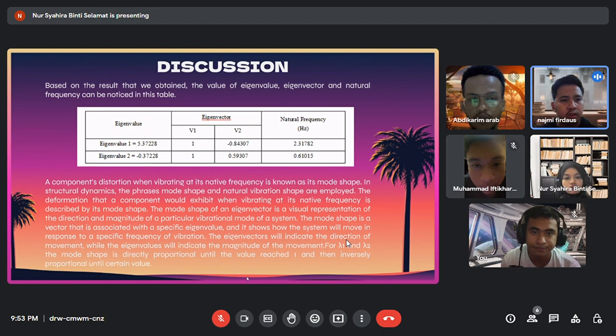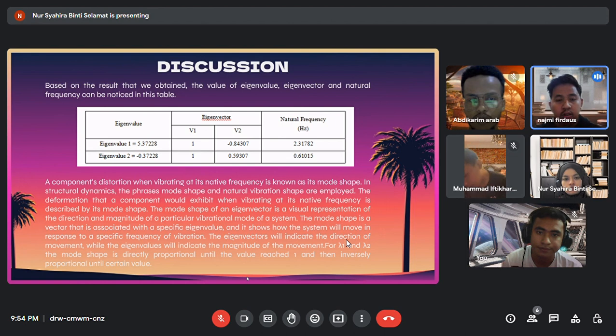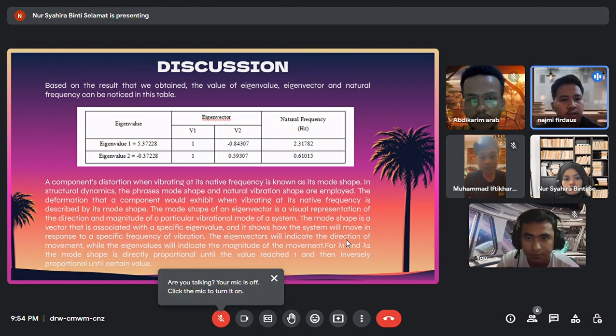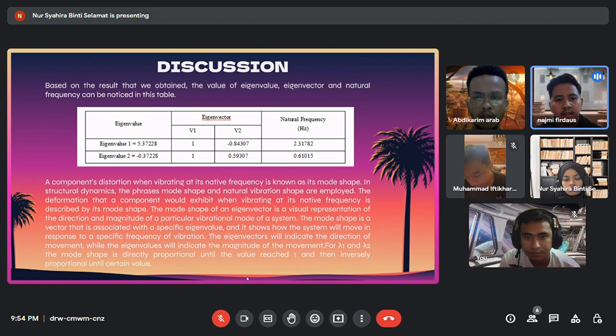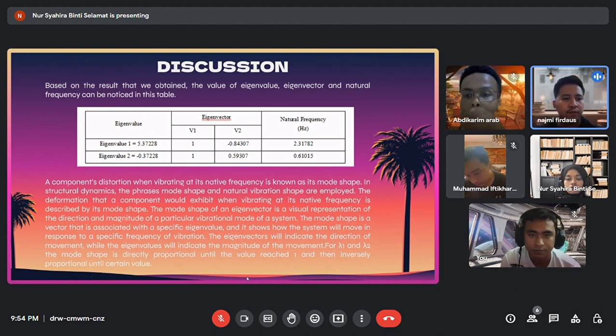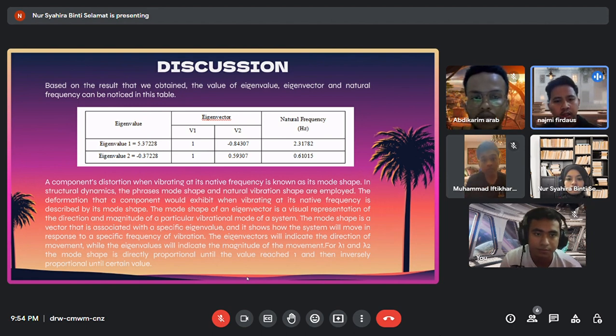Eigenvalue 1 equal to 5.37228 and the eigenvector V1 equal to 1, V2 equal to negative 0.843007 and the natural frequency is 2.31782, and eigenvalue 2 equal to negative 0.37228. Eigenvector for V1 equal to 1 and V2 equal to 0.59307 and the natural frequency is 0.1015.